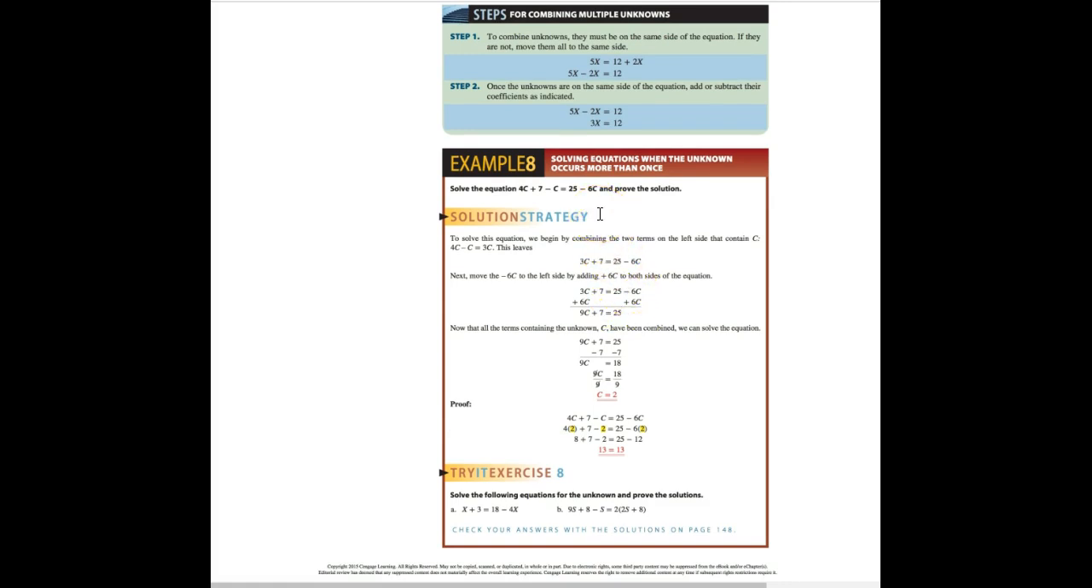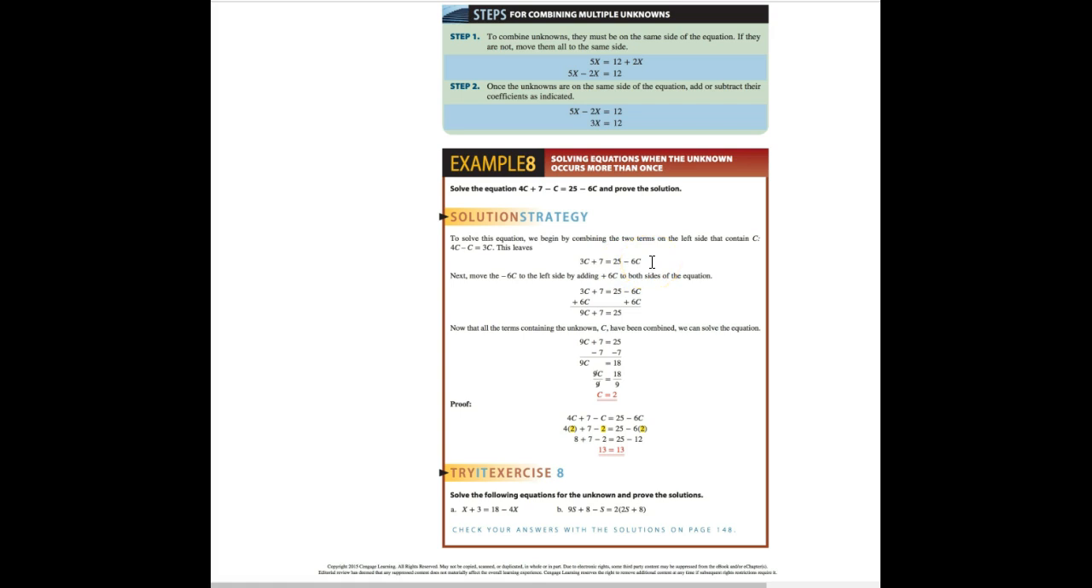We have solve the equation 4c plus 7 minus c equals 25 minus 6c, and prove the solution. They've given us 3 c's here that we need to combine together. If we already have these variables on the same side, we can just combine them. So what they've done is they've taken this 4c and subtracted c, which is like subtracting 1c, leaves us with 3c. So they've rewritten it 3c plus 7 equals 25 minus 6c.